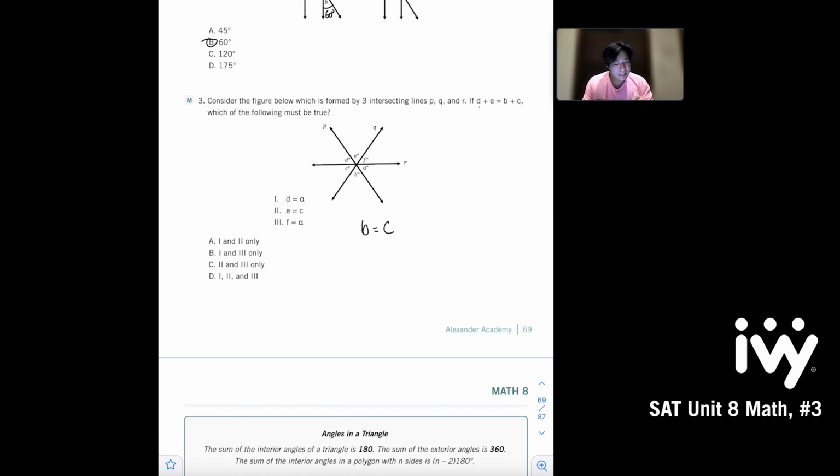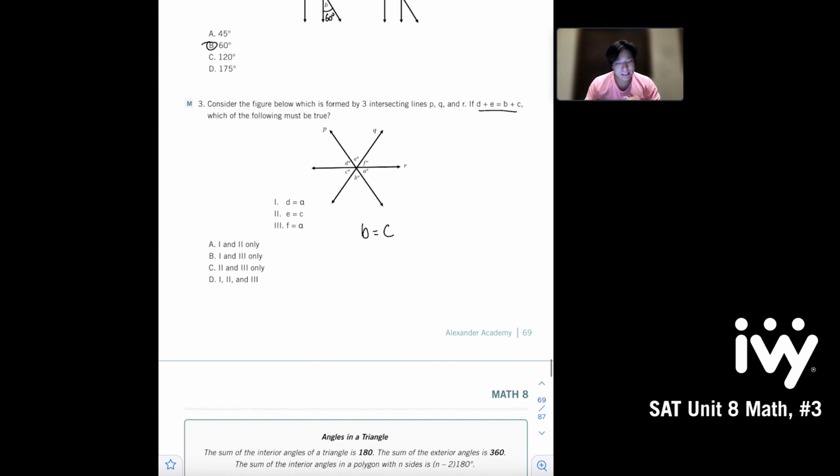And since we know that D plus E is equal to B plus C, this must also mean that D is equal to C. Of course, other vertical angles are also going to be equal: C and F, D and A. But let's take a look at our answer choices now.